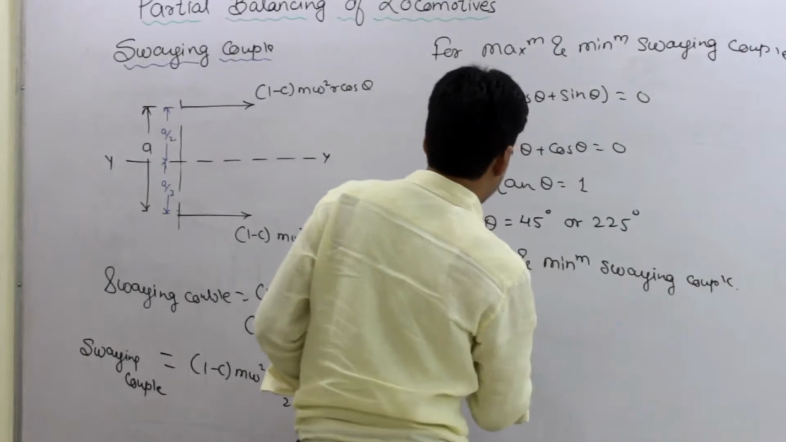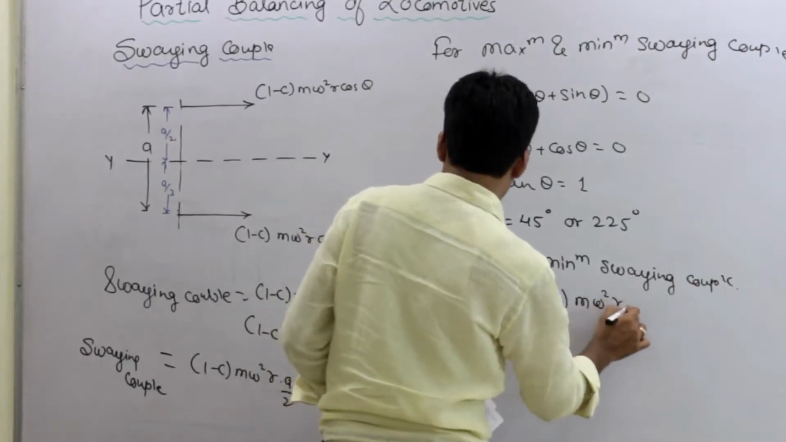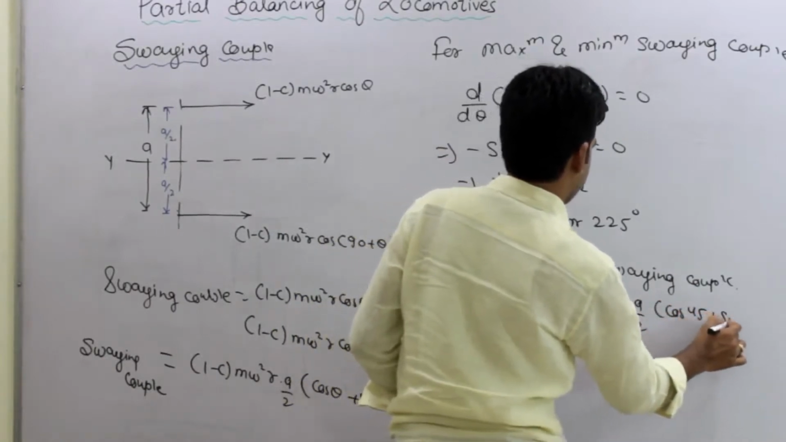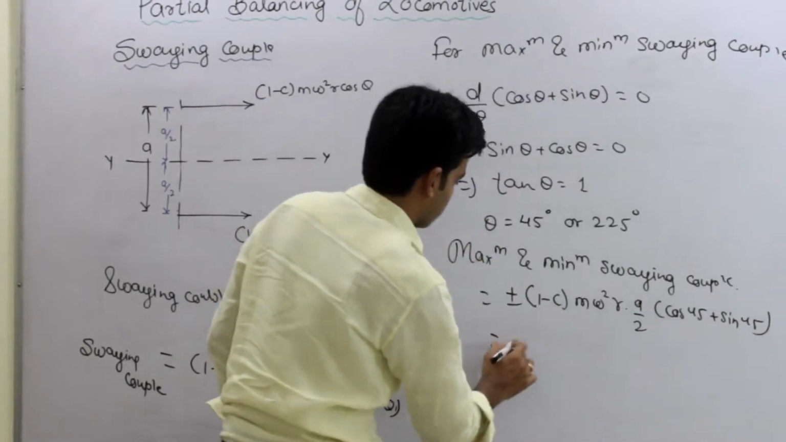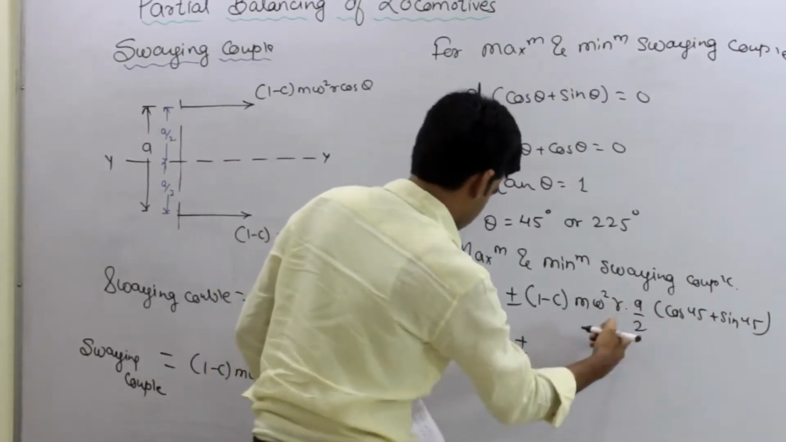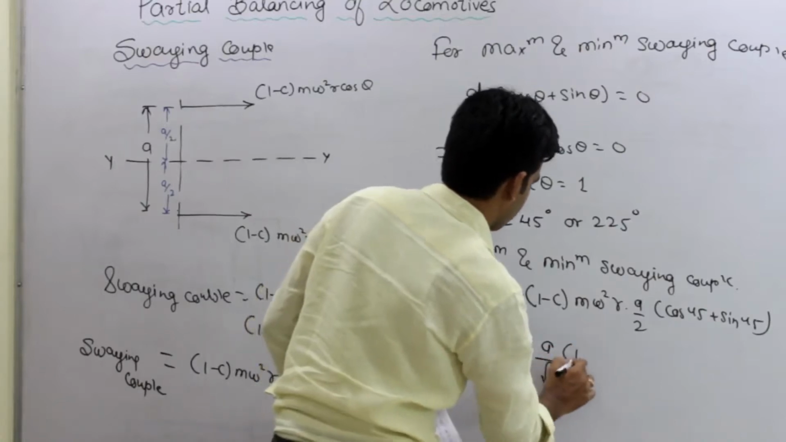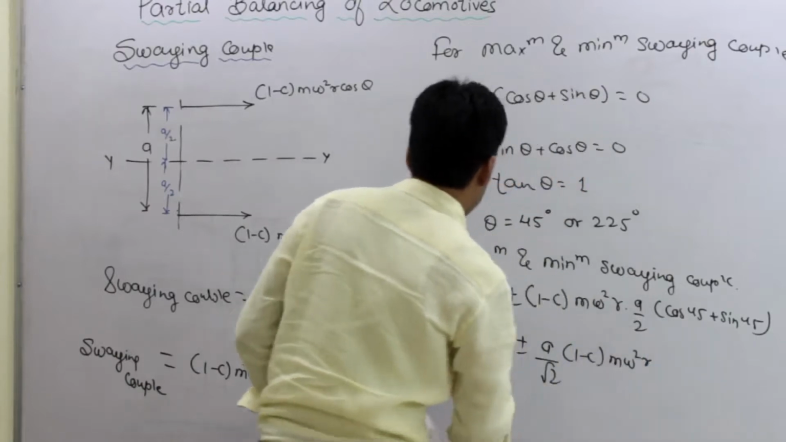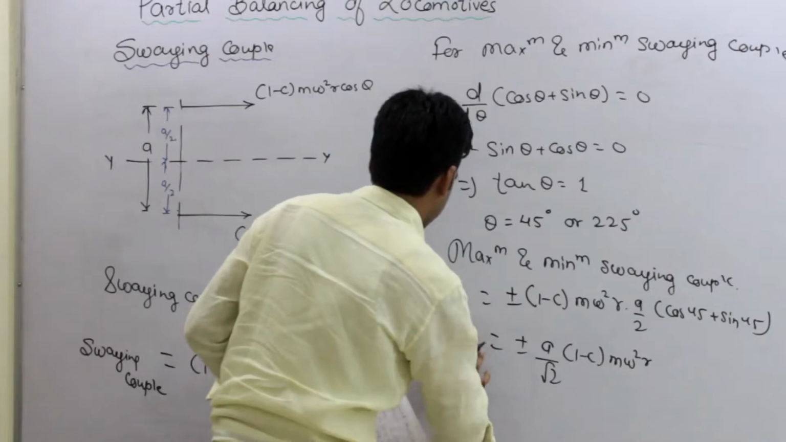This will be equal to plus minus of (1 minus C) m omega square r into a by 2 into cos of 45 plus sin of 45. Cos 45 is 1 by root 2, sin of 45 is 1 by root 2, so this will be equal to plus minus a by root 2 into (1 minus C) m omega square r. That's it. So this is the maximum and minimum value of the swaying couple.